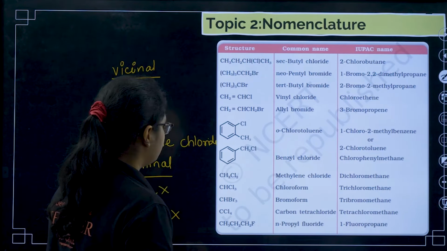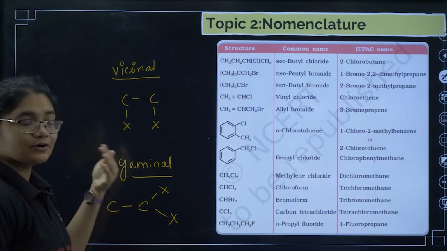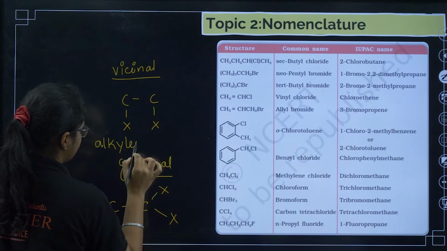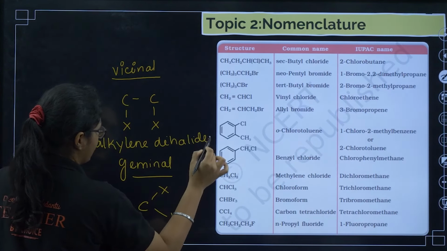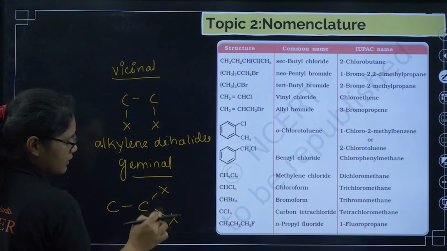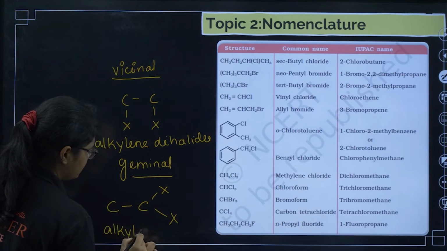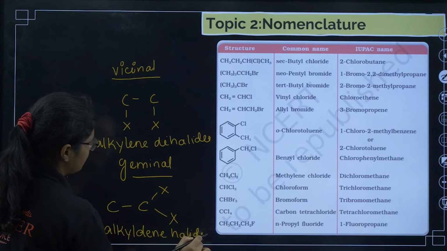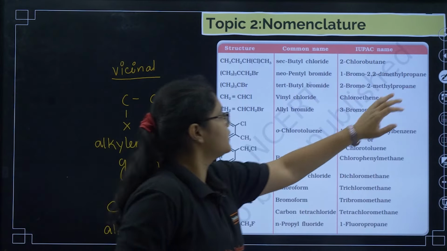Okay, and when you have vicinal dihalides, the common name we use is alkylene dihalides. And for geminal, where you have two X groups on the same carbon, we call it alkylidene halides. Here we use dihalides, here we use alkylidene. Okay, this is very important.